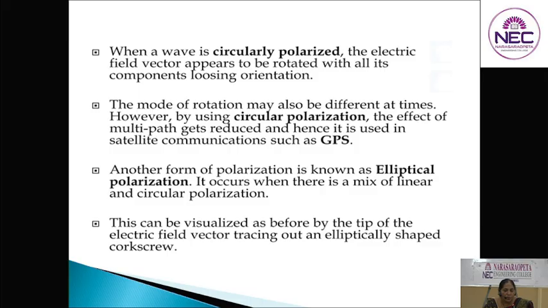When the wave is circularly polarized, the electric field vector appears to rotate, with all components losing the orientation. The mode of rotation may also be different at times. However, by using circular polarization, the effect of multipath gets reduced, and hence it is used in satellite communication such as GPS. Another form of polarization is known as elliptical polarization. It occurs when there is a mix of linear and circular polarization. This can be visualized as the tip of the electric field vector tracing out an elliptically shaped corkscrew.